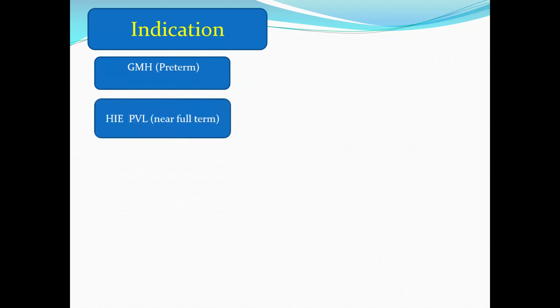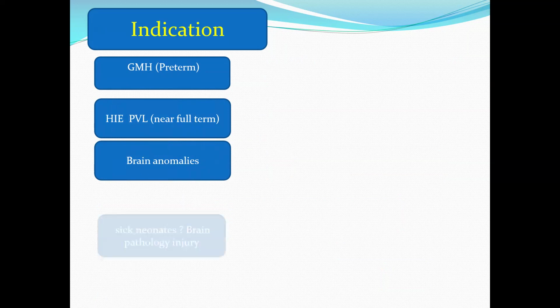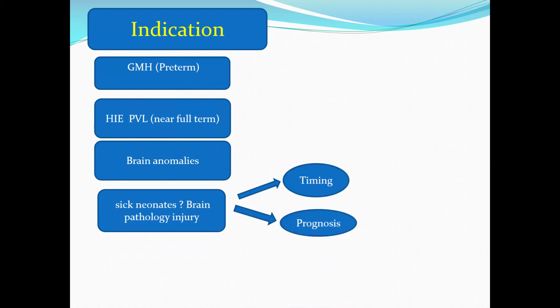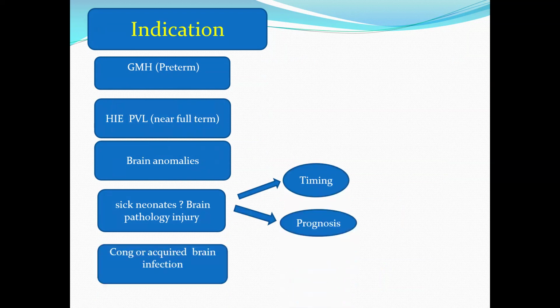First, what is the indication for ultrasound? First, to exclude germinal matrix hemorrhage, especially in preterm, and exclude hypoxic ischemic encephalopathy, especially in neonates near full term. Exclude any brain anomalies and any sick neonate suspected to have brain pathology, to assess timing and assess the prognosis. And finally, to exclude congenital or acquired brain infection.